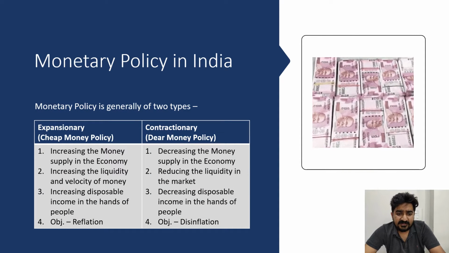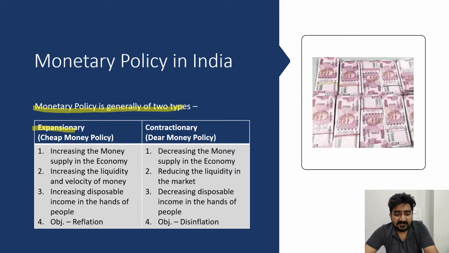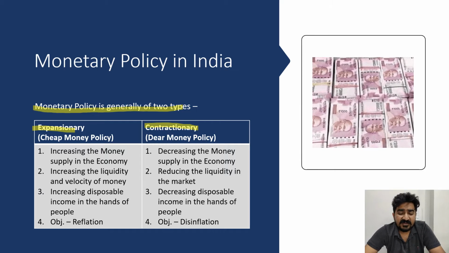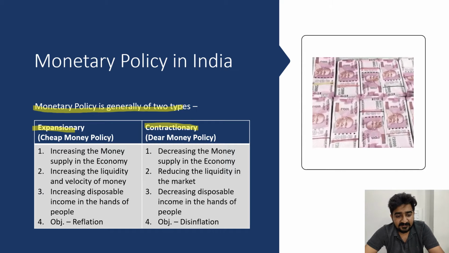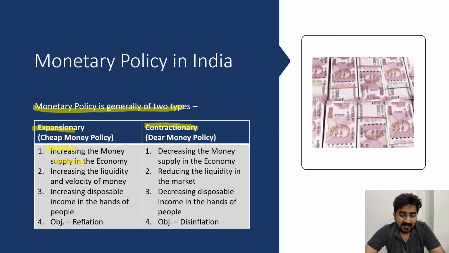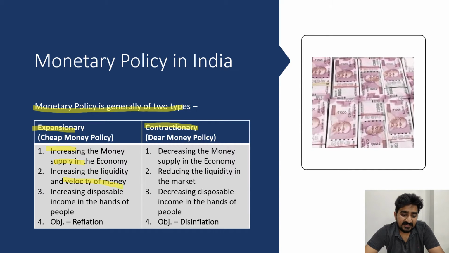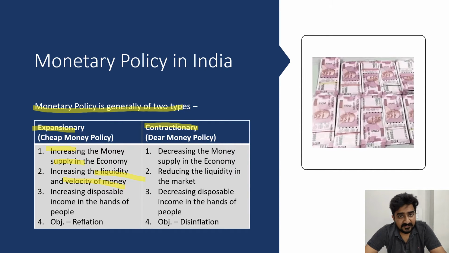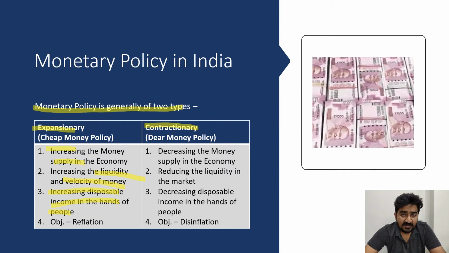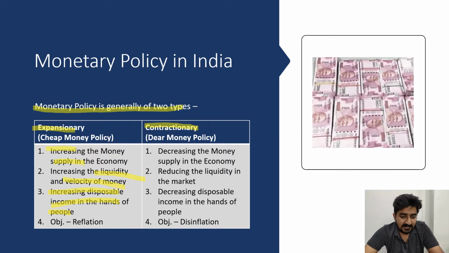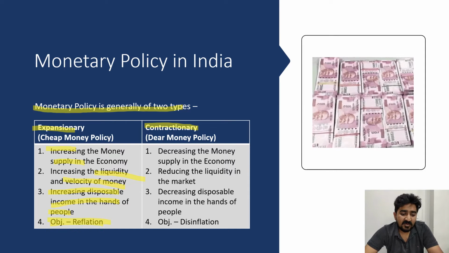Such monetary policy is generally of two types: expansionary monetary policy and contractionary monetary policy. Expansionary monetary policy or cheap money policy is related to increasing the supply of money in the economy. Increasing supply of money leads to increased liquidity and velocity of money in the market. This eventually leads to increasing disposable income in the hands of people. The objective of such easy money policy or cheap money policy is reflation and economic growth.